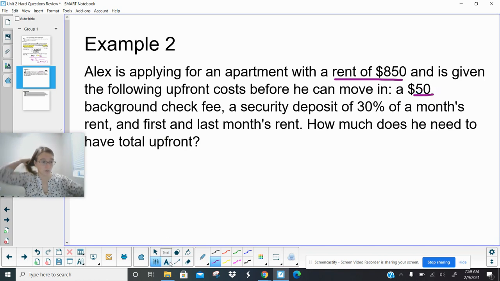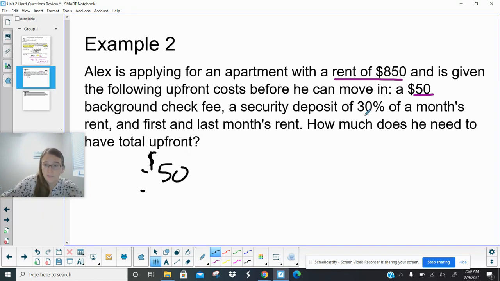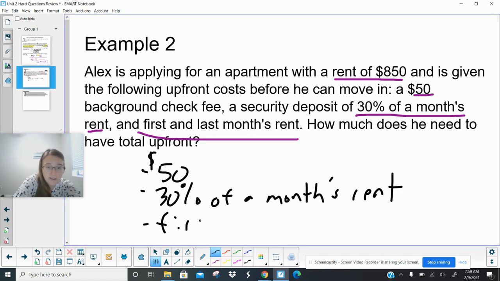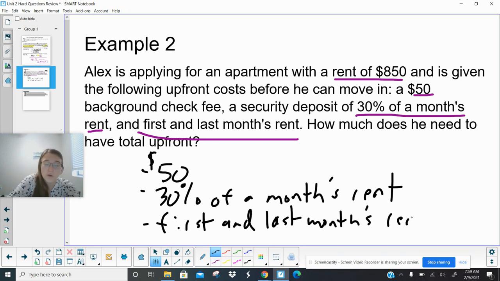What I would recommend you guys do, because on your test you're just looking at your screen, is jot some notes down. If this were me, I would jot down on my own piece of paper: I got a $50 background check fee. I got a security deposit of 30% of a month's rent, so I'm going to write that down, 30% of a month's rent, and first and last month's rent. That way I have these notes jotted down, because sometimes, especially with a word problem, looking at it on the screen is really tricky.